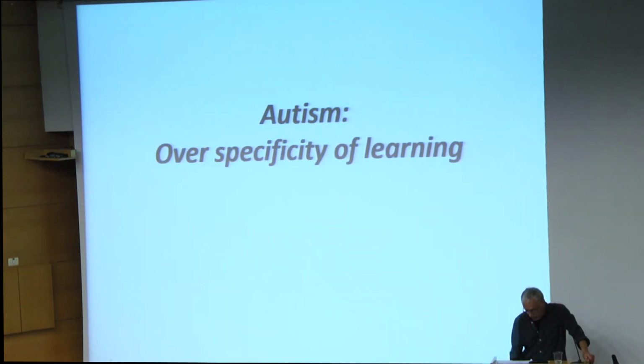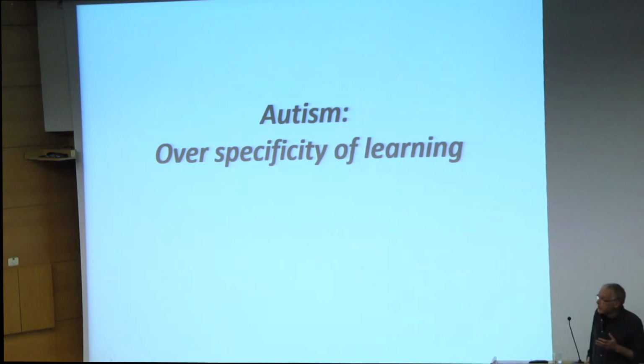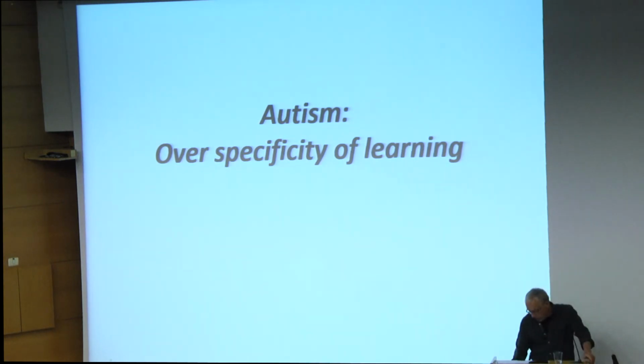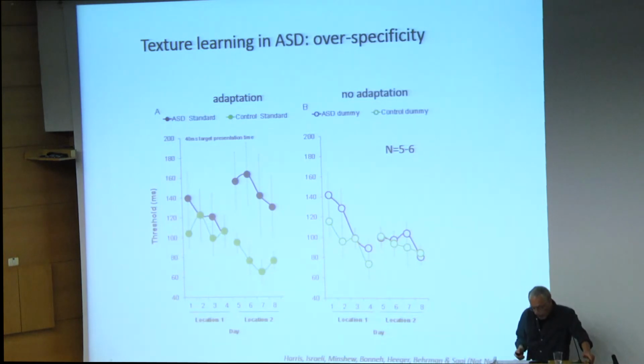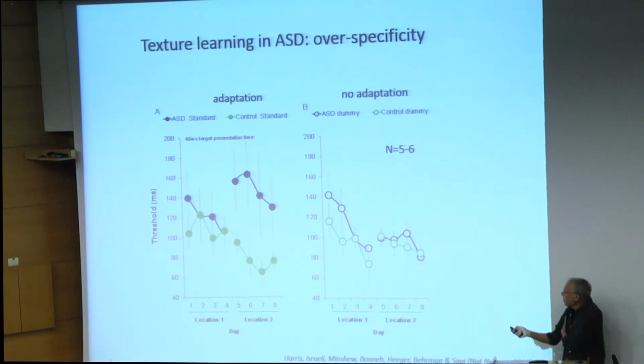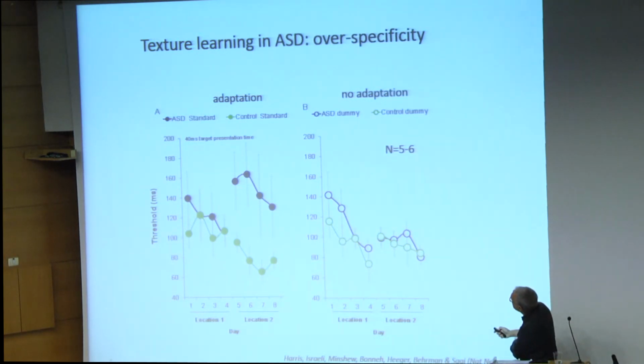Another interesting study is with autism. We did the same study with the autistic subjects. And there the finding is, I'll show you the data. So what happened with the autistic subjects? Again, we have the same, this side is with adaptation, this side is without adaptation. The blue symbols are autistic subjects, the green symbols are standard, typical subjects, non-autistic.